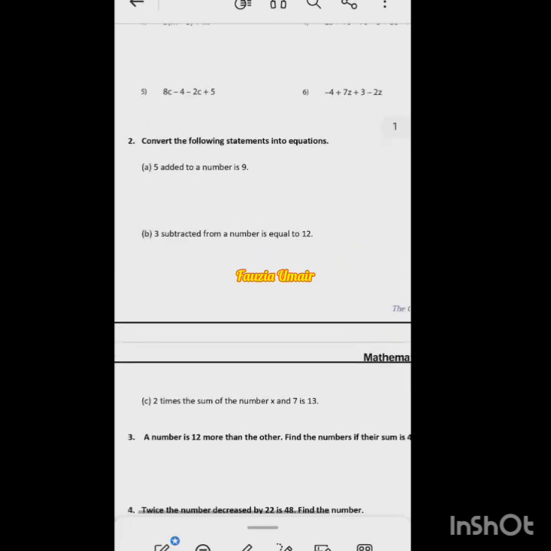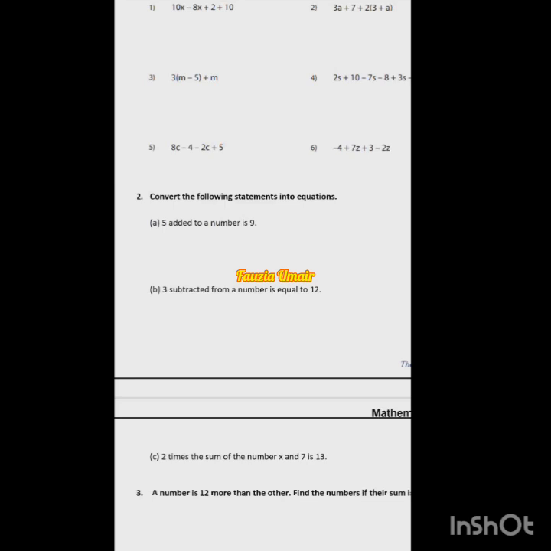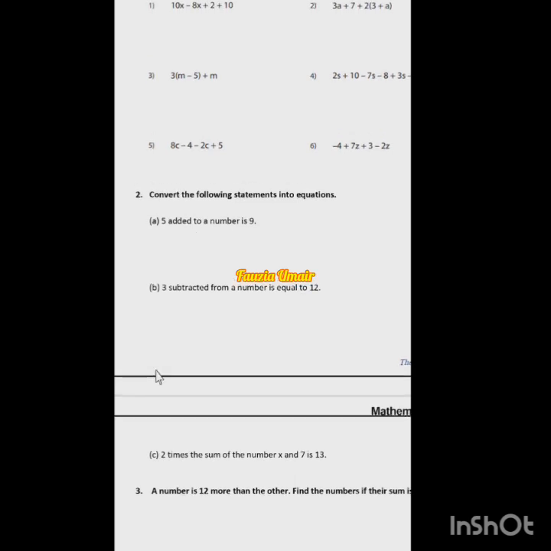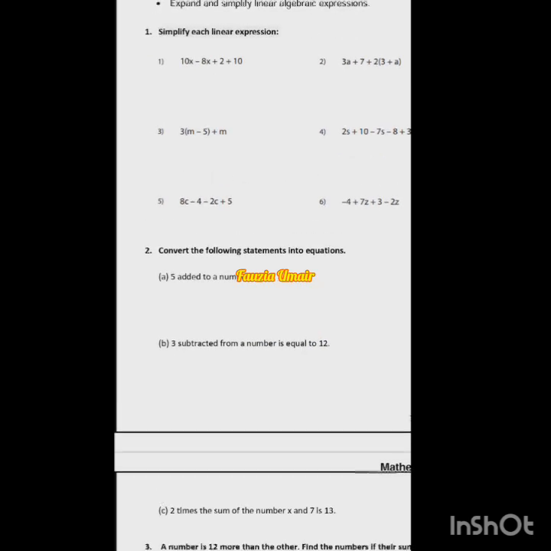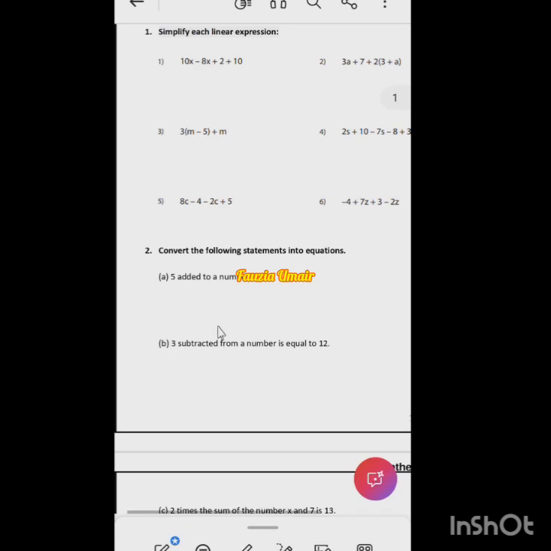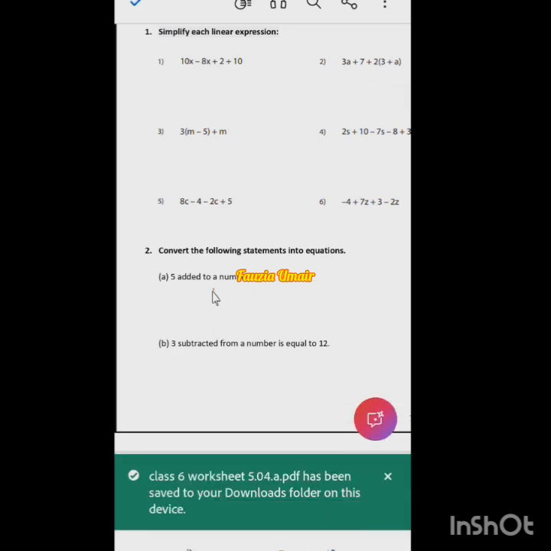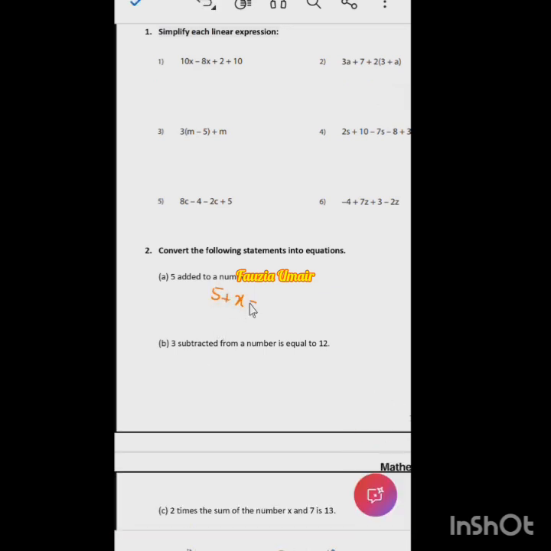This is the left one in this worksheet. Can you tell me the answer this time? Can you try it on your own? What will be the algebraic expression for this? 5 added to a number is 9. 5 plus x is equal to 9. Very good.